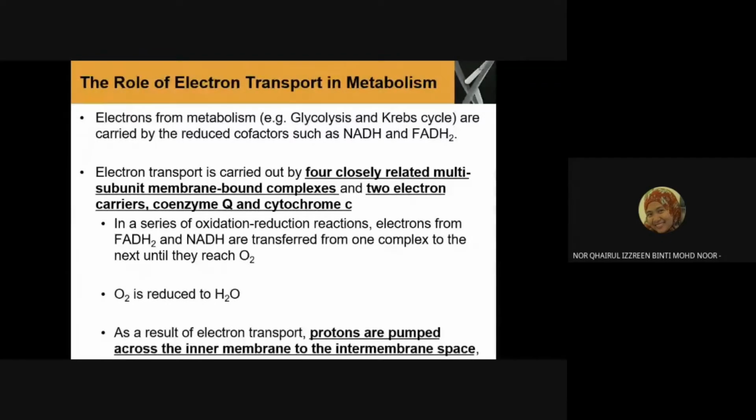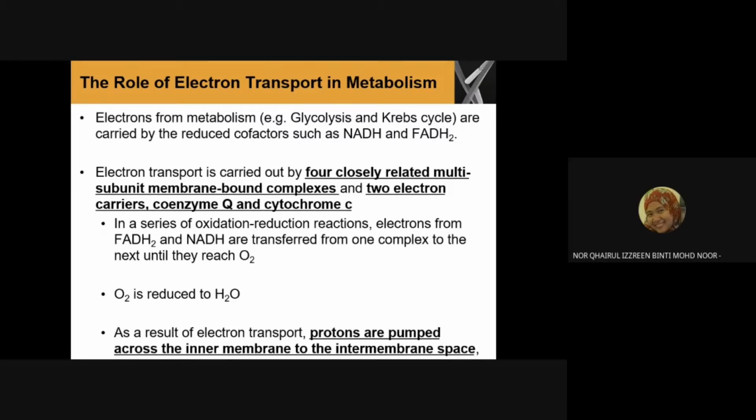What is ETC? ETC is a series of proteins that receive high energy electrons. Where does this energy come from? From NADH and FADH2 molecules. Whatever molecule has the electron must pass it to oxygen, which is the end acceptor. From NADH and FADH2, it moves along the inner mitochondrial membrane. So you must understand where glycolysis and the TCA cycle occur: cytosol, mitochondria. Remember, ETC happens along the inner mitochondrial membrane, where complexes 1, 2, 3, 4 are embedded.